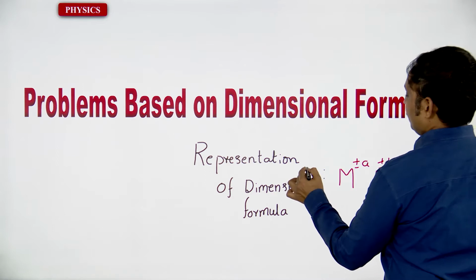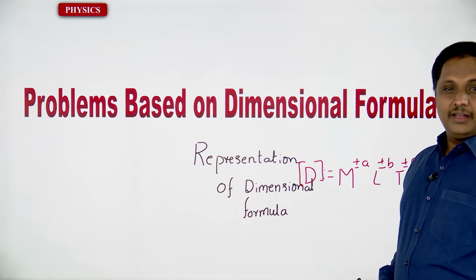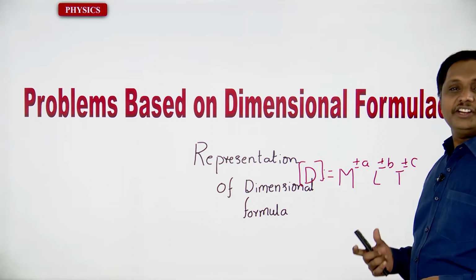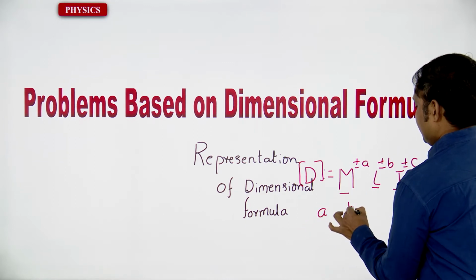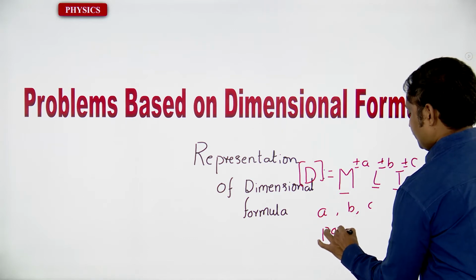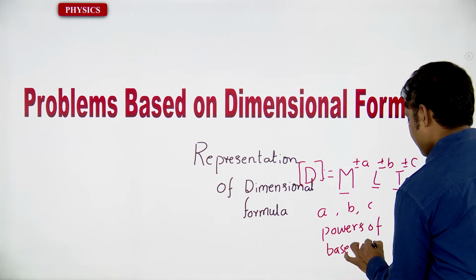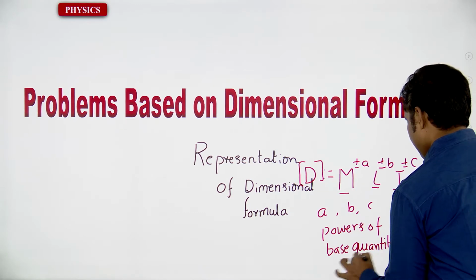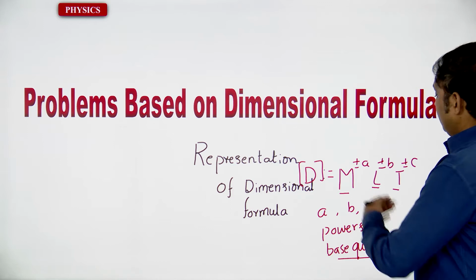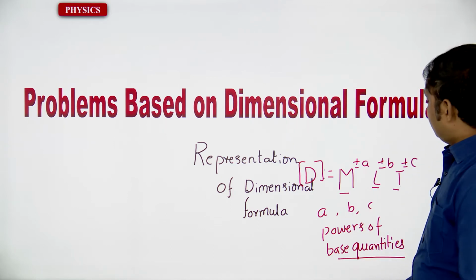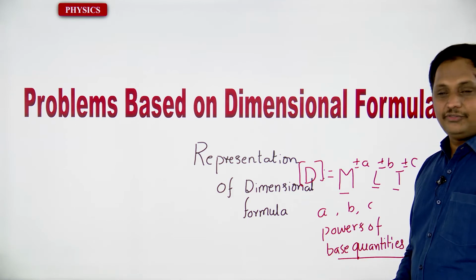Any derived quantity can be represented as M power plus or minus a and so on, the powers of base quantities having been raised to represent a derived quantity. Here M, L, T are the base quantities, and a, b, c are going to be the powers of the base quantities. All together, the ABC values and base quantities M, L, T are useful to represent the dimensional formula.